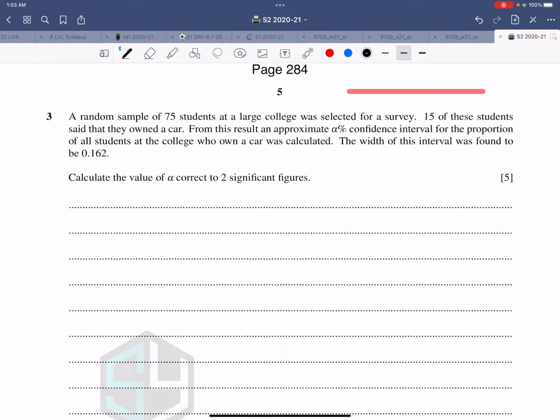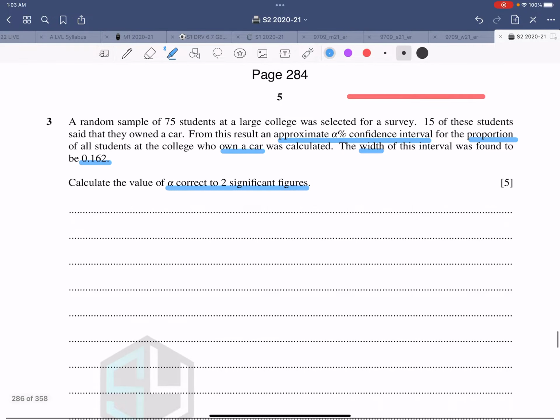It says a random sample of 75 students at a large college was selected for a survey. 15 students said they owned a car. From this result an approximate alpha % confidence interval for the proportion of all students at the college who own a car was calculated. The width of this interval was found to be 0.162. Calculate the value of alpha, correct to two significant figures.